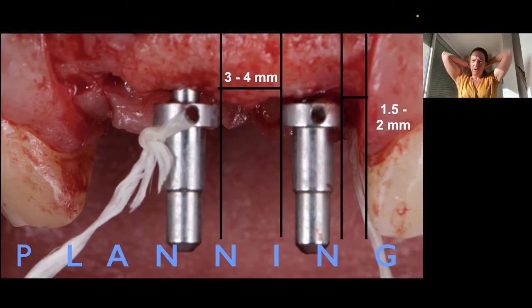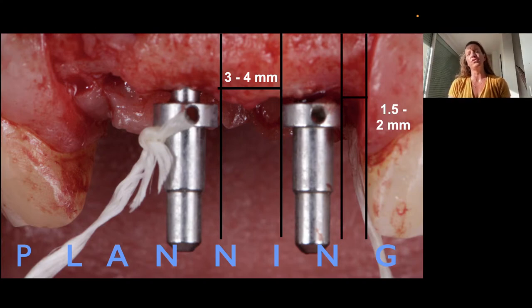So when we talk about the planning for the implants, we know that when we place implants next to each other, according to several studies of Tarnow, for example, in order to have papilla in between them, and in order to have a good healing and a good osseointegration of your implants, we should have 3 millimeters of distance between the two adjacent implants.